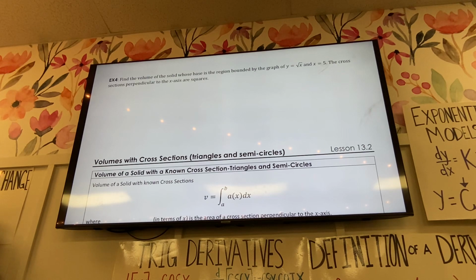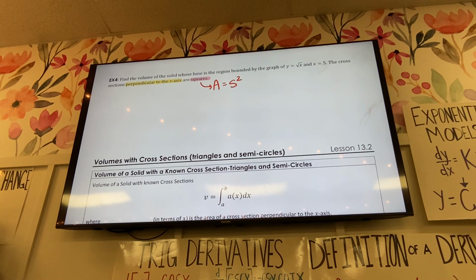So a couple things that I'm making note of here. Perpendicular to the x-axis means you're going to be in terms of what? X. And we are squares. So what is the formula for a square? S squared. Which squares are nice because you're already in terms of one variable. We just need to figure out what S is. We need to figure out what top and bottom are.